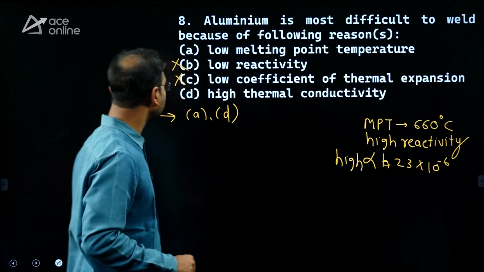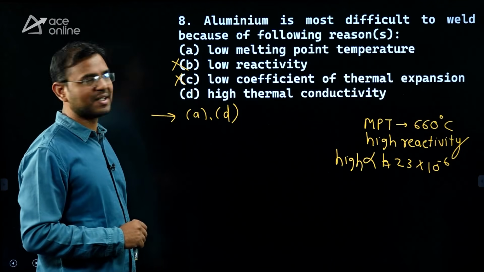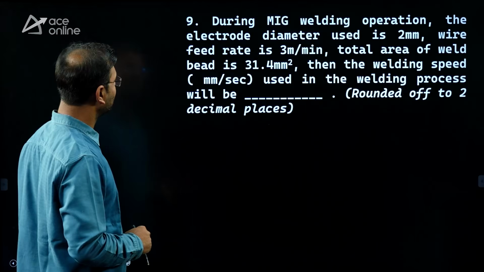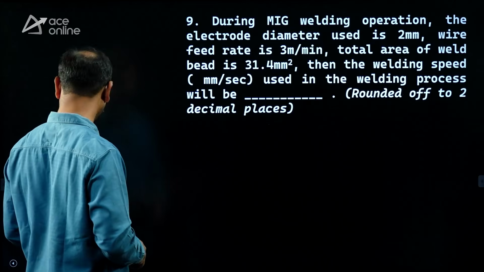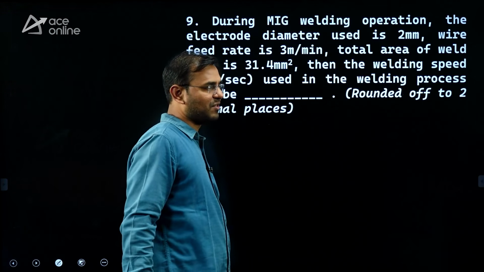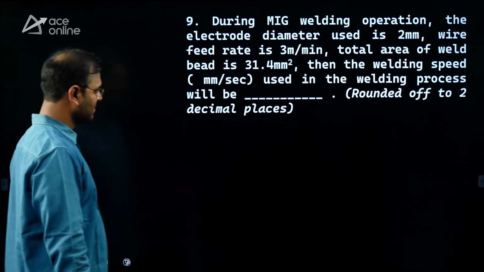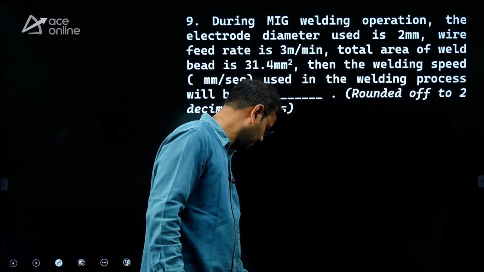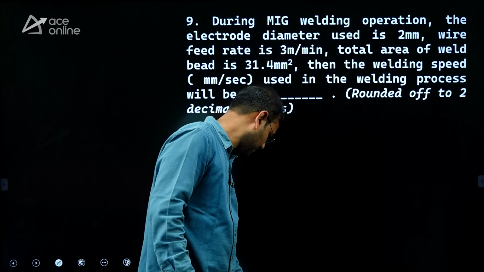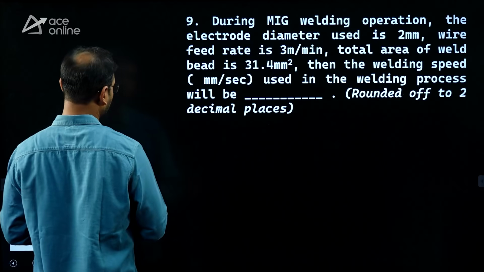Okay. Now see here the next example. You read the example and try to solve it. Very simple example here. Solve here.